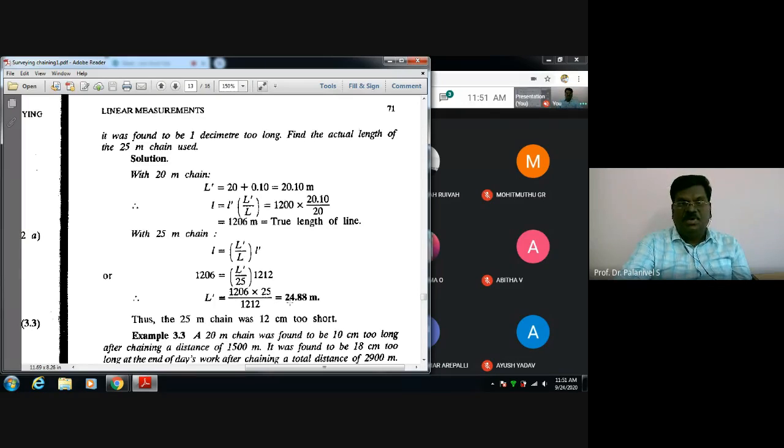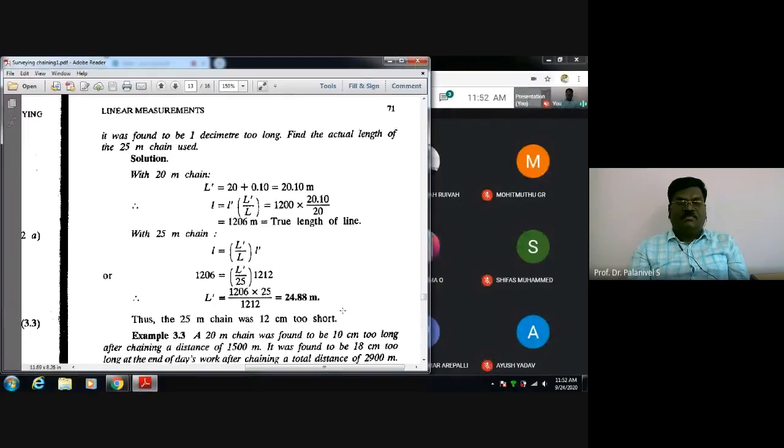If you do it, 24.88 meter. The chain is too short. Okay, so that's what 24.88. Thus, the 25-meter chain was 12 centimeter too short. Okay, so 0.12 no, here 25 to make it 25.1, meaning the error involved in the chain.